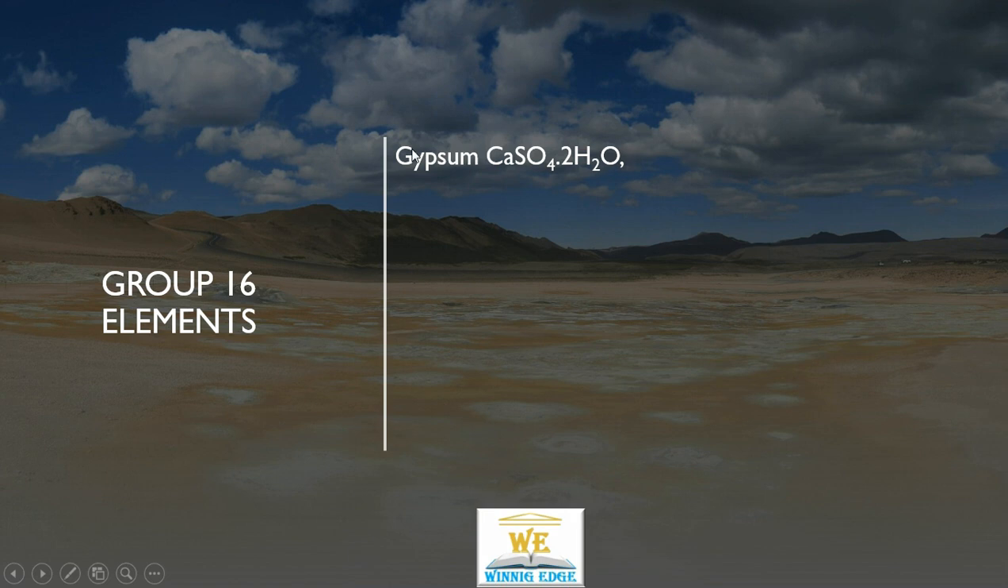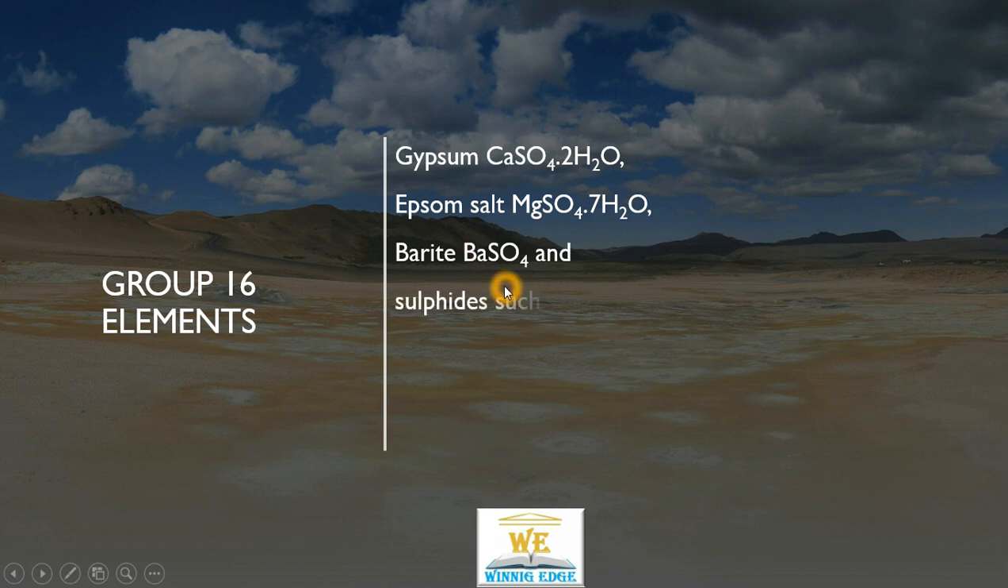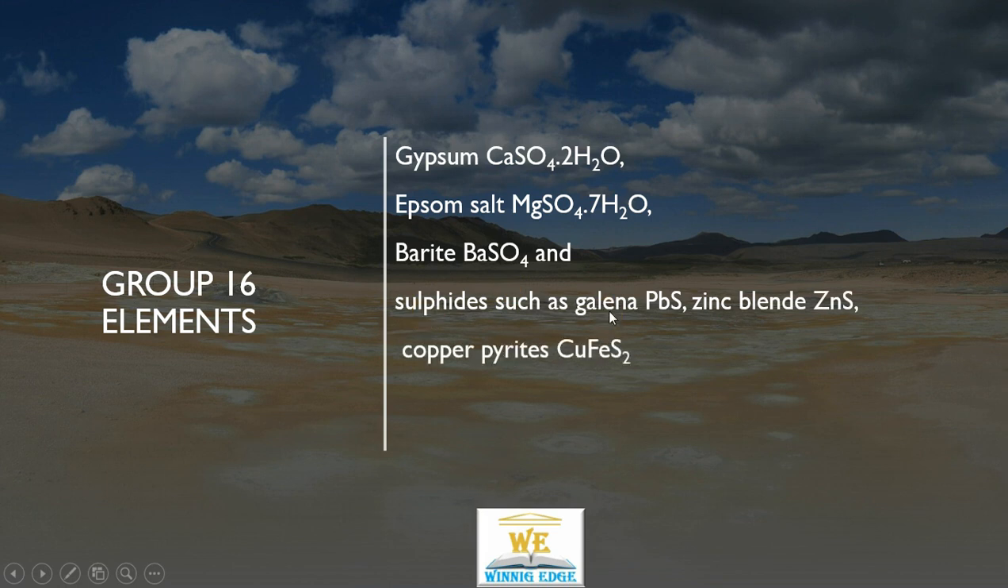We have different ores like gypsum, the calcium ore, which exists as calcium sulfate. Epsom salt of magnesium is a hydrated magnesium sulfate. Barite is a barium ore, with barium sulfate as its chemical composition. Many sulfides also exist: lead sulfide is called galena, zinc sulfide is zinc blende, and for copper an important ore is copper pyrites, copper iron sulfide, which is another ore.